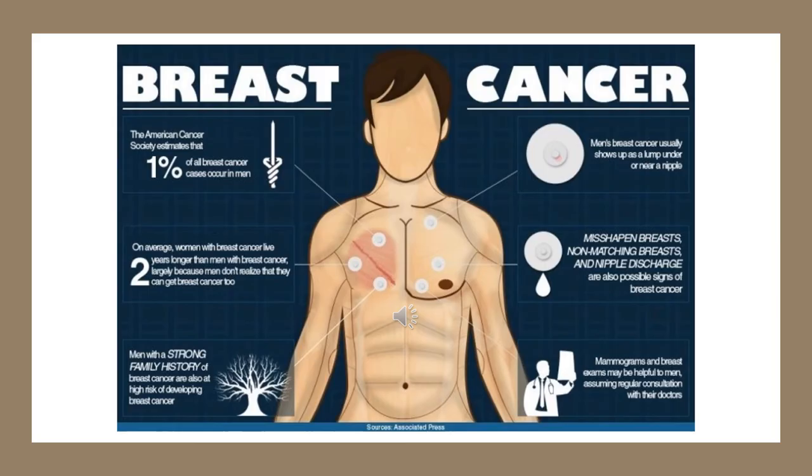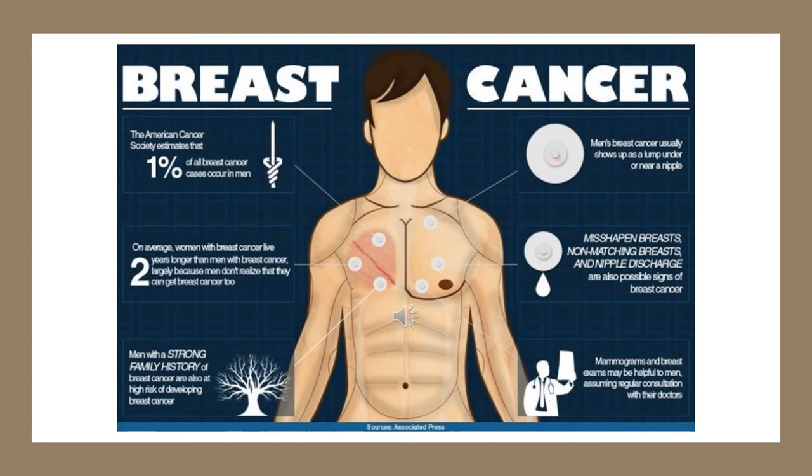As you can see in this image, 1% of breast cancer occurs in males in America. The data is taken from the American Cancer Society, and it estimates that 1% of all breast cancer occurs in males. It was also found that, on average, a woman with breast cancer lives 2 years longer than a man with breast cancer, largely because men don't realize that they can get breast cancer too. Like I said, they don't know that they have breasts. So if they don't know, how can they even imagine that they can have breast cancer?